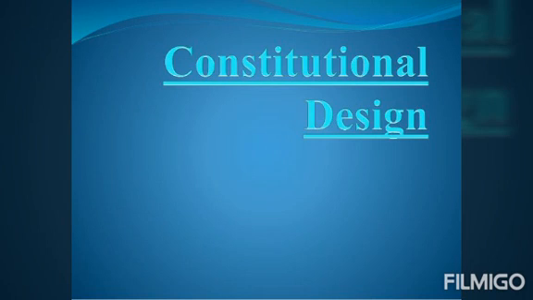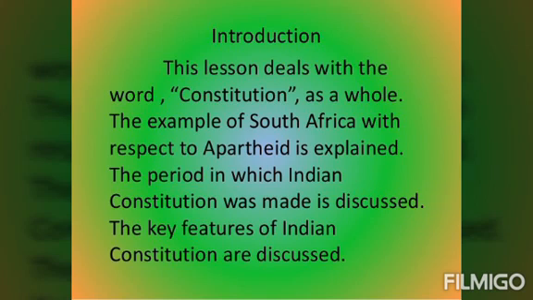Today in this video we read about constitutional design. This is your political science chapter 2. This lesson deals with the word constitution as a whole. The example of South Africa with respect to apartheid is explained. The period in which the Indian constitution was made is discussed. The key features of the Indian constitution are discussed.